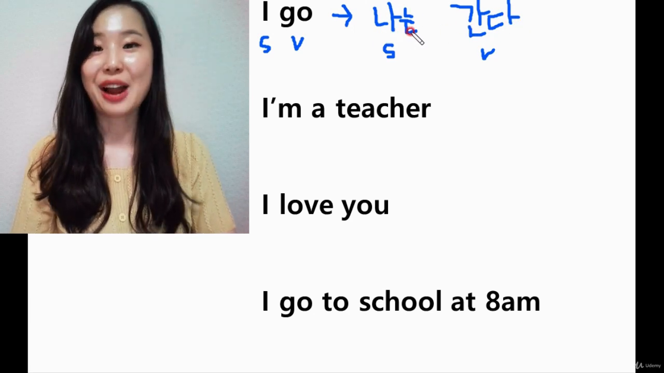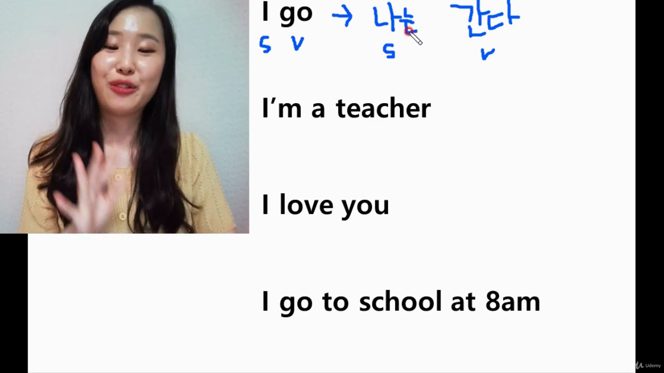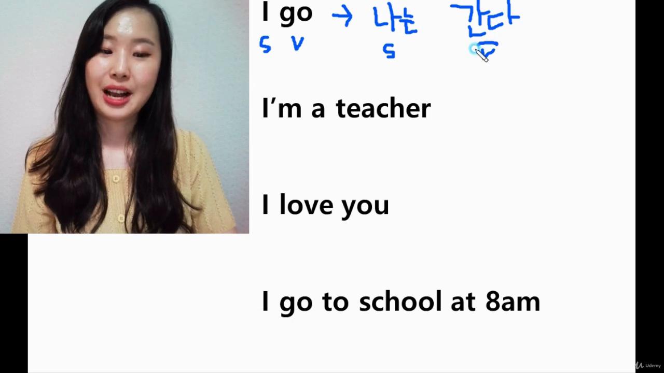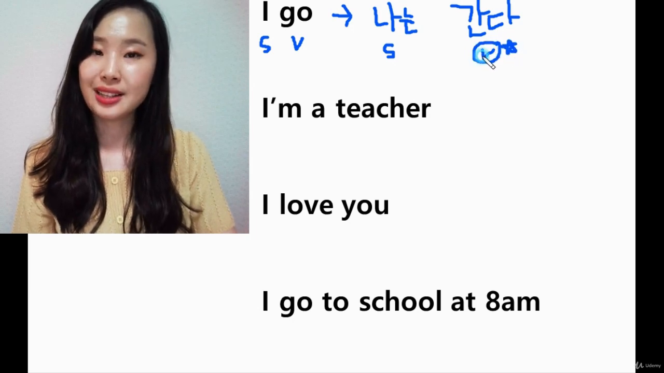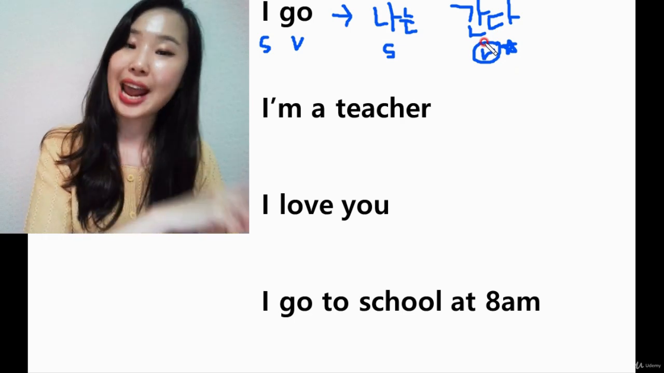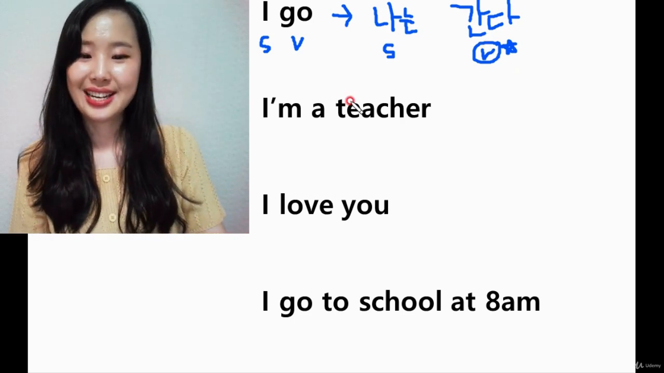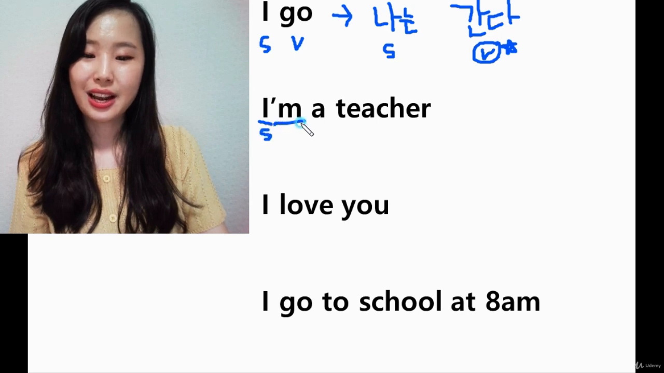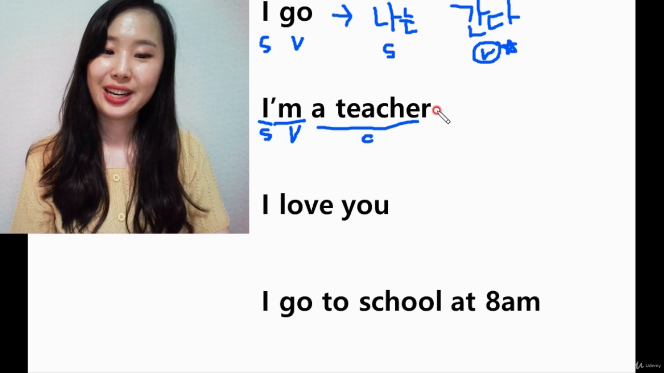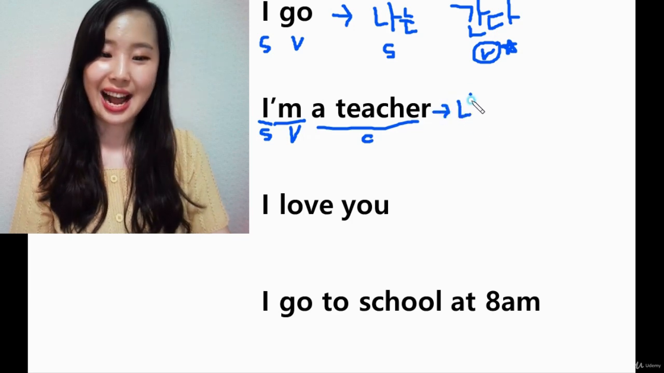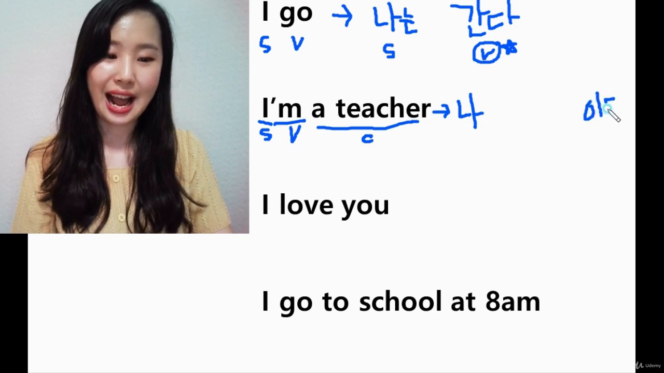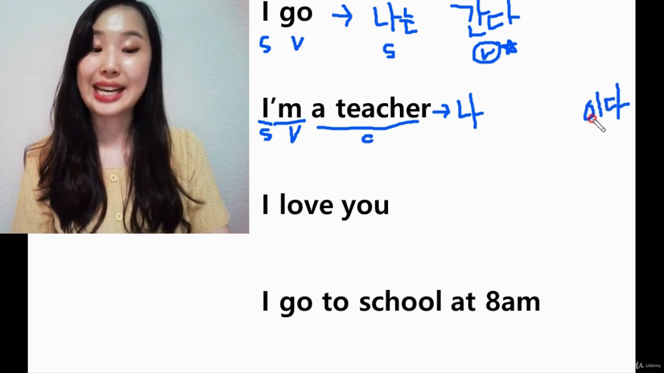About the particle, I will teach you later, but now let's focus on the sentence structure. So subject and verb. The important thing is that in all Korean sentences, the verb goes to the end. And the next sentence is subject, verb and complement C. And in Korean, I, yes, 나. And the verb, I told you, goes to the end. 이다. Is, we say 이다.